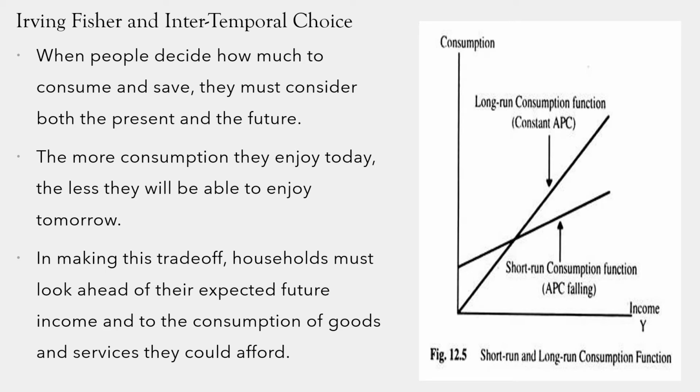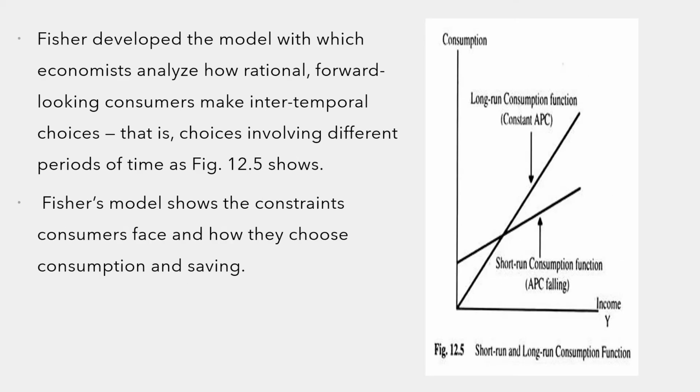In making this kind of trade-off between present and future, between saving and consumption, there actually exists a trade-off. In making this kind of decision, a household must look ahead to their expected future income and to the consumption of goods and services they could afford in the future. Irving Fisher developed a model with which economists analyze how rational, forward-looking consumers make intertemporal choices. That is, choices involving different periods of time. That is intertemporal choice, right?